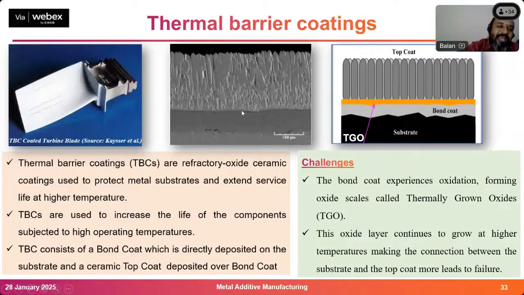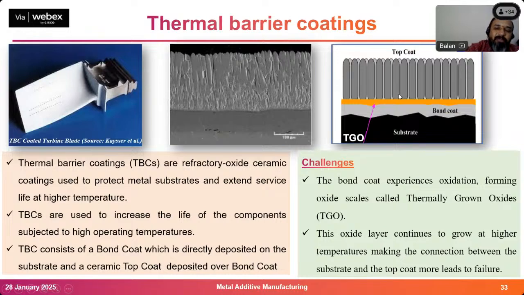So what are the challenges? In mechanical engineering, or in any engineering, if there is an advantage, there is a disadvantage. The disadvantage of this is that after some time the heat will flow through this ceramic and directly react with the bond coat and directly react with your substrate, and it forms thermally grown oxides.